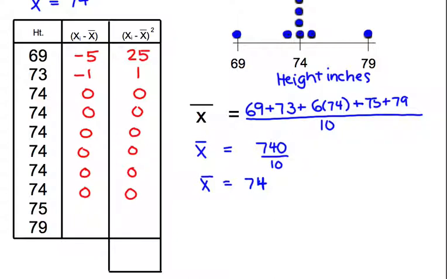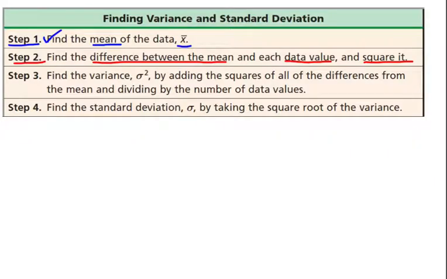All right, now we'll head on to 75. 75 minus 74 is 1. Square it, and we get 1. Last one, 79 minus 74 is 5. Square it, and we get 25. All right, so we head back. We've just completed step 2. Now let's head to step 3.